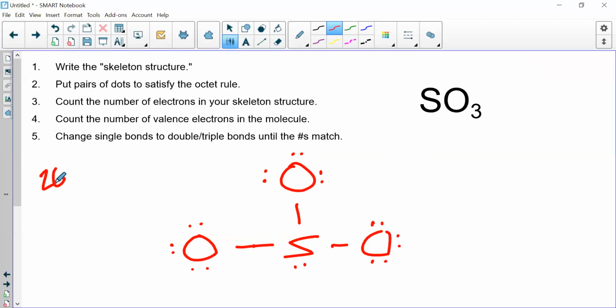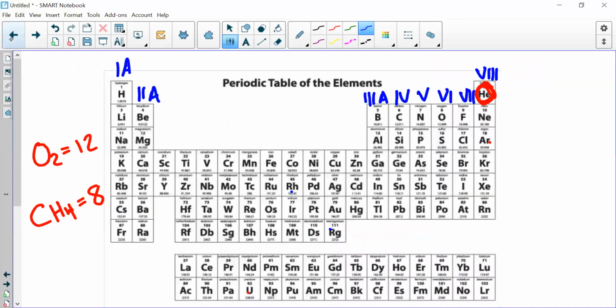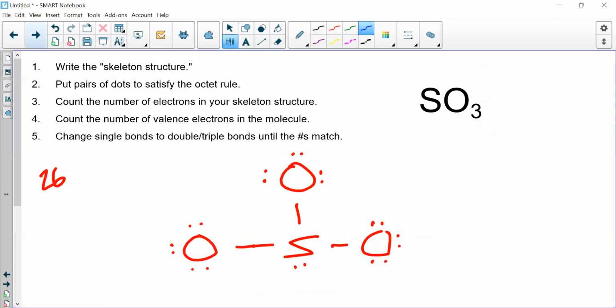Step 4, count the number of valence electrons in the molecule, meaning from the formula. So checking the periodic table, here's sulfur. How many valence electrons? 6. Here's oxygen. How many valence electrons? 6. So going back to my example, we have 6 here. We have 6 times 3 is 18 here. What's 6 plus 18? 24.